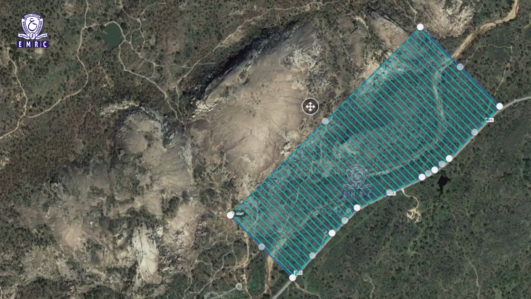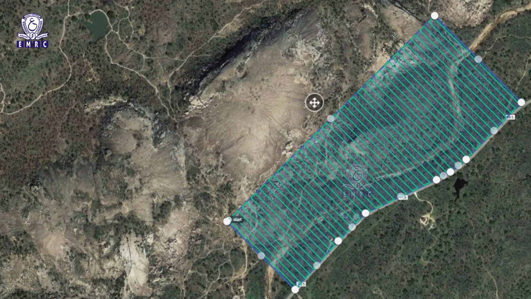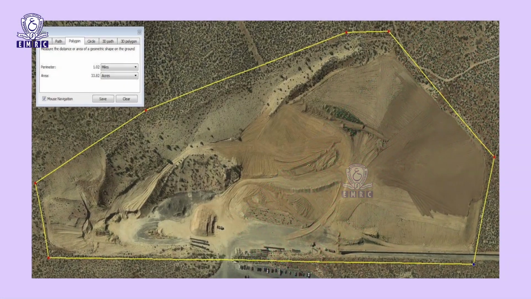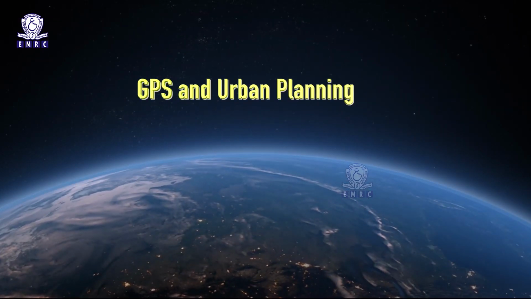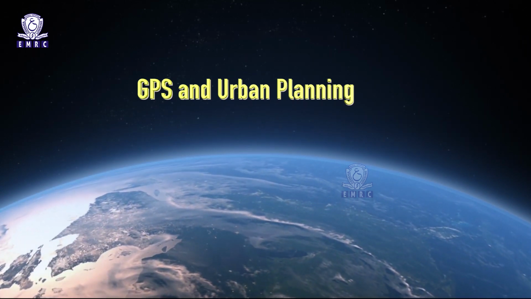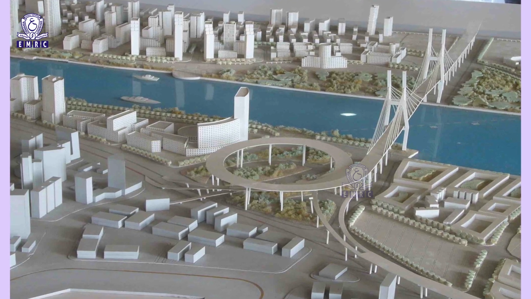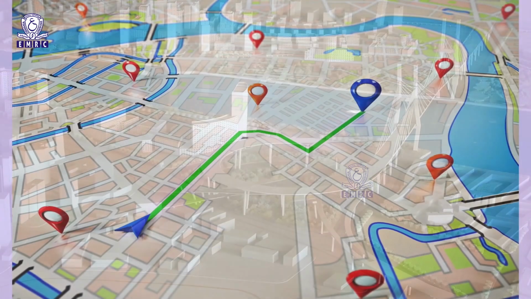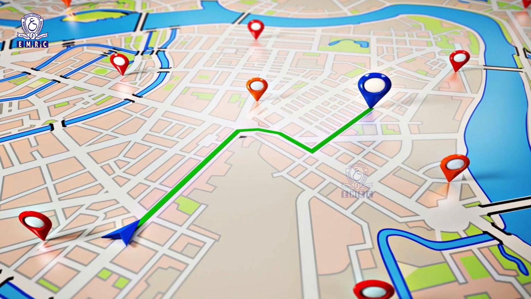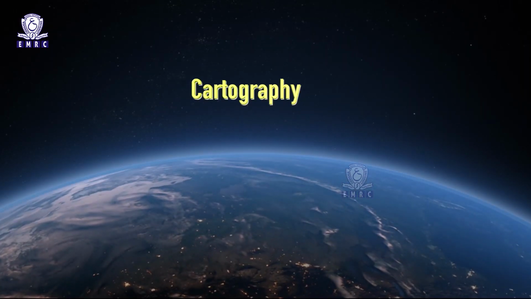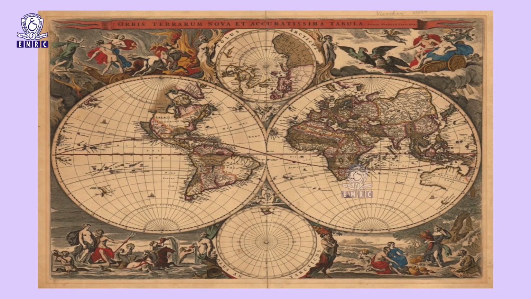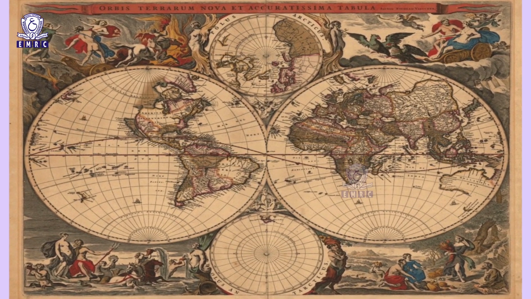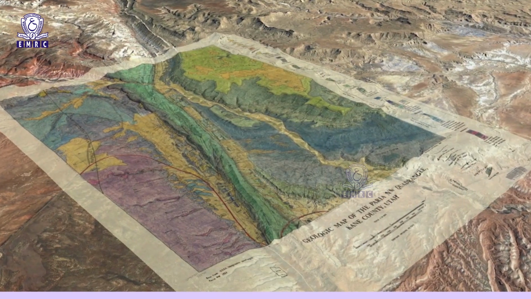Topographic mapping. In the ground control point system, GPS is a tool used to prepare the topographic mapping of the real world. GPS and urban planning. A special GPS technology has been used in urban planning and engineering survey. Cartography. Both civilian and military cartographers use GPS extensively.